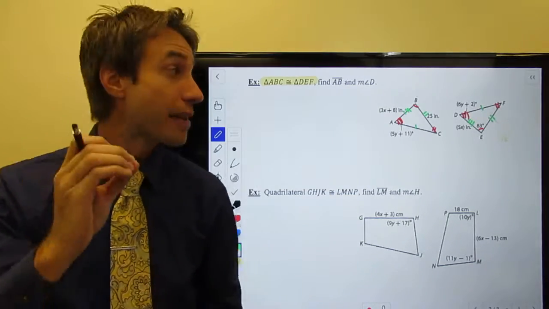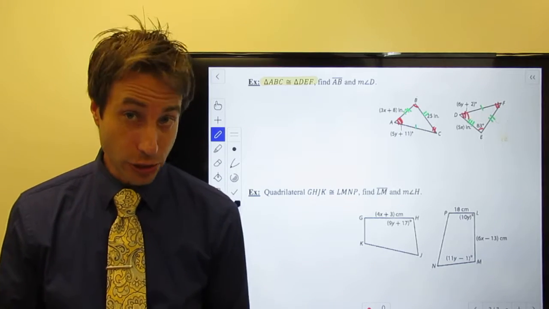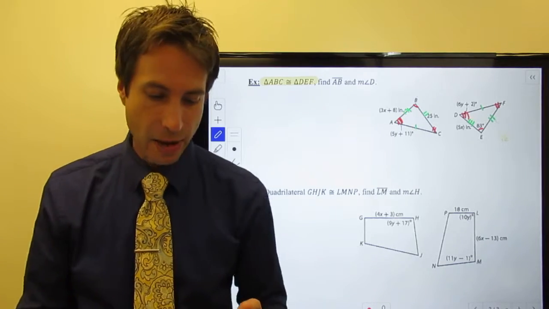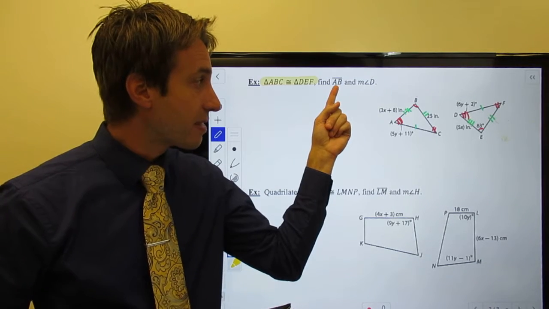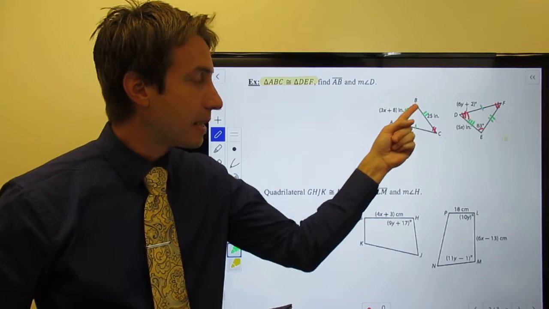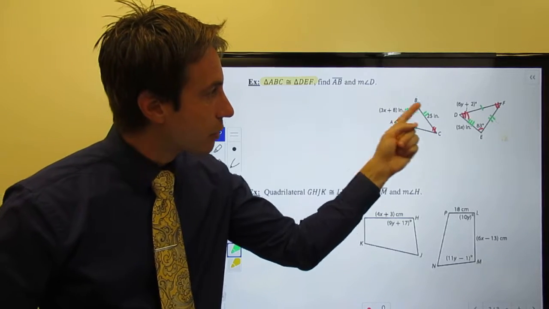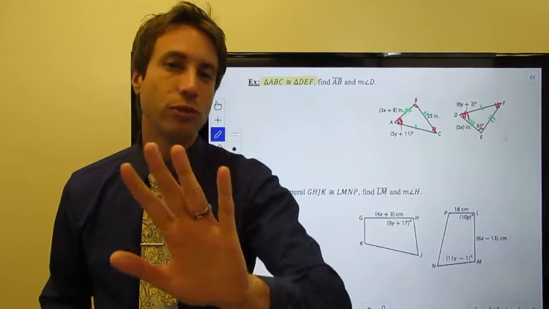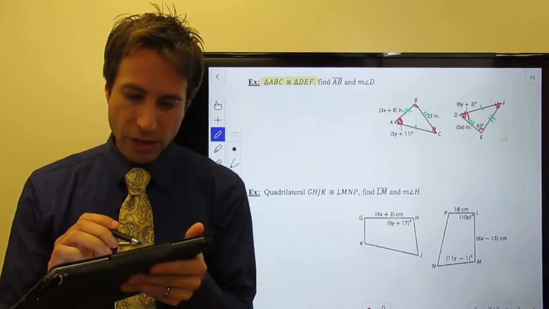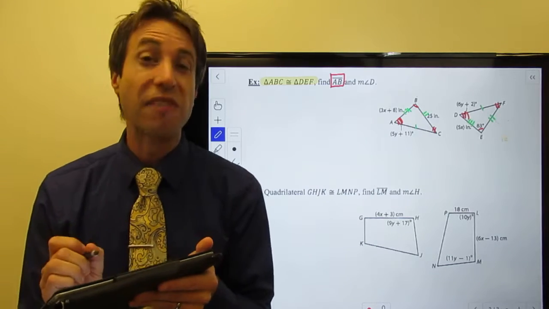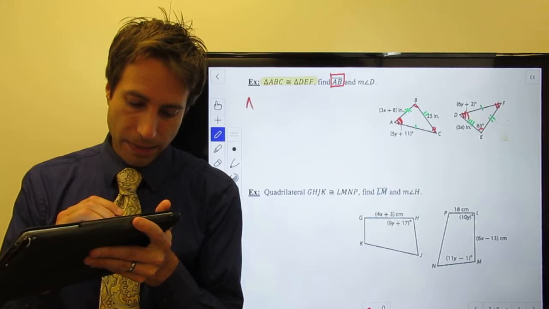Now that I've got my corresponding parts, let's see what they're asking me to do. They want me to find the length of AB. And then they want me to find the measure of angle D. We're going one thing at a time. So let's do this part first. We're going to find the length of AB.